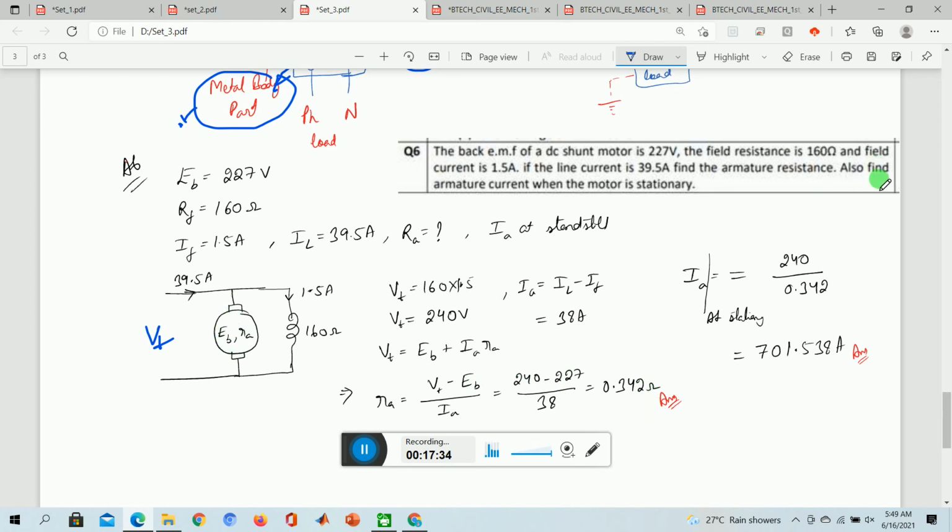Now another question is asked: also find the armature current when the motor is stationary. When the motor is stationary, there is no question of back EMF, so only the resistance will exist. 240 volt is the terminal voltage. 240 divided by the resistance will be 701.538 ampere. This is a huge current. If this current flows, it will burn, and the circuit will trip. Usually the circuit should be tripped. So that is how you can get the different solutions from 1 to 6.